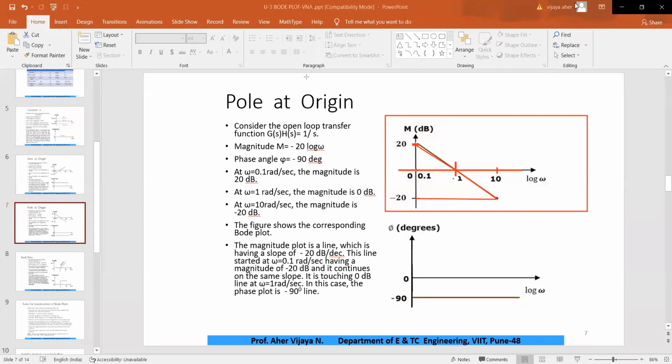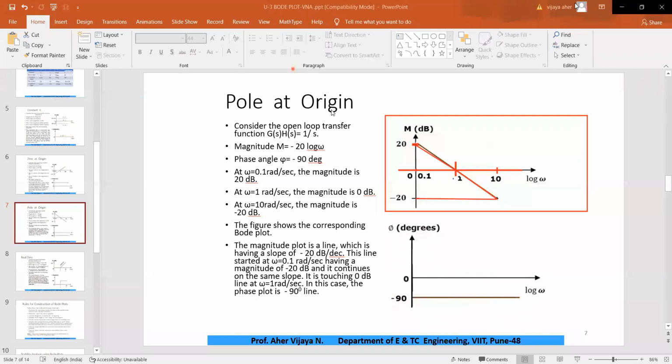Now, what is the phase? When the pole is at origin, at that time the phase angle is minus 90 degree from the table. So on the x-axis, I have taken log omega. On the y-axis, I have taken phi in degree. But when the pole is at origin, at that time your phase angle is minus 90 degree. Okay, so below this 0 degree line, I have drawn one line parallel to that. And this is nothing but my minus 90 degree. So this is the phase plot.